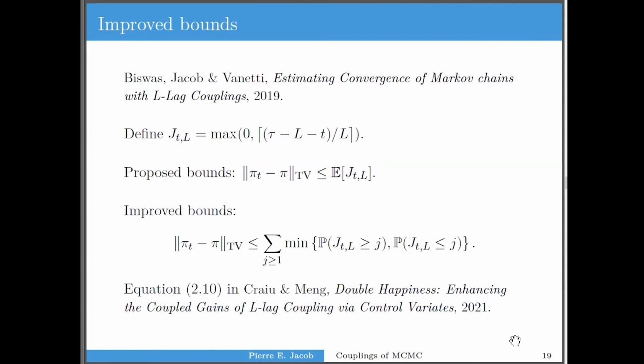It turns out you can refine this bound automatically. You can in fact write this upper bound, from a paper by Radu Craiu and Xiao-Li Meng. And this is always less than the expectation, because the expectation is the sum of the probability that J is larger than little j.